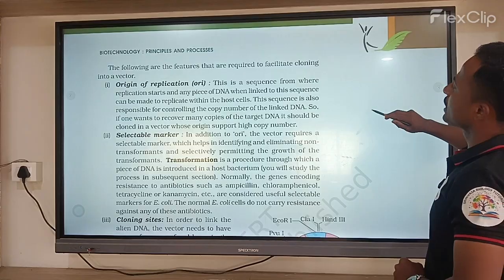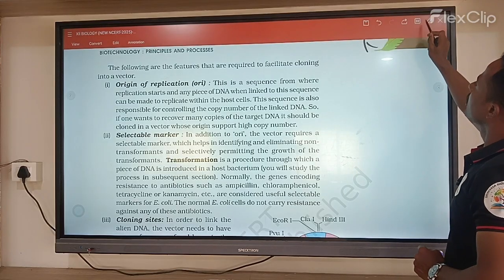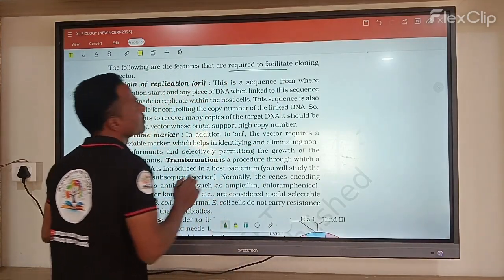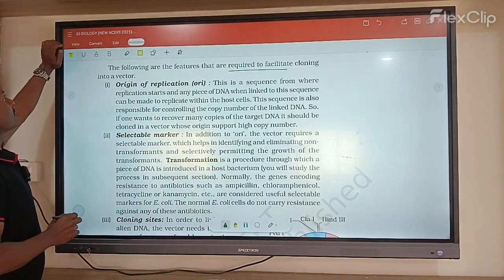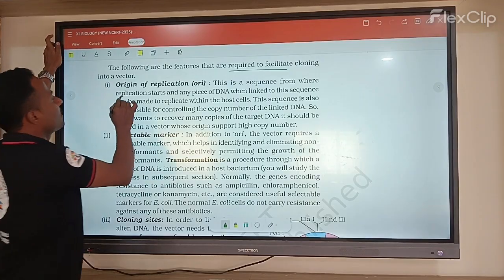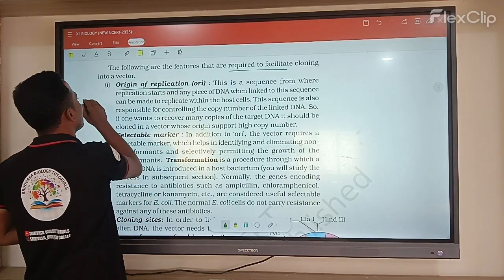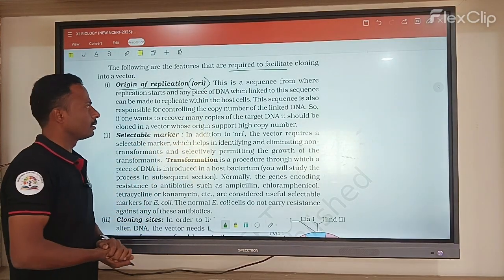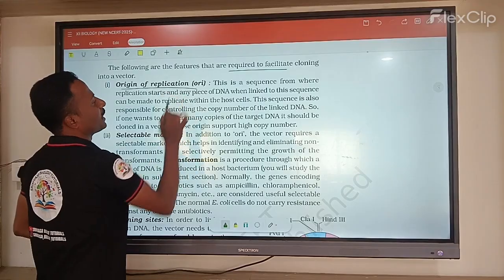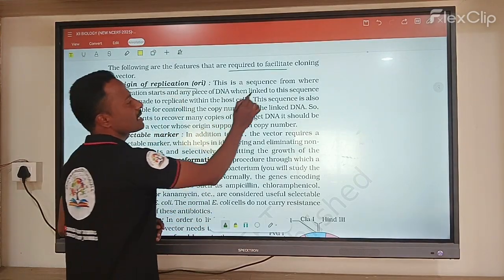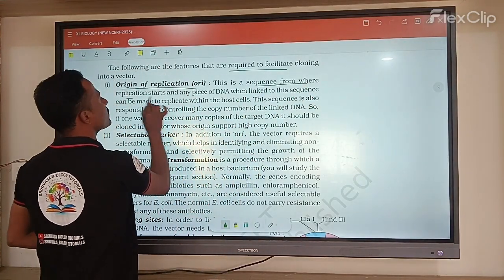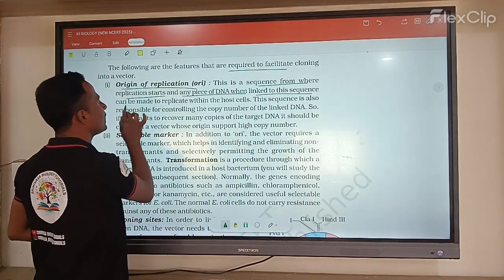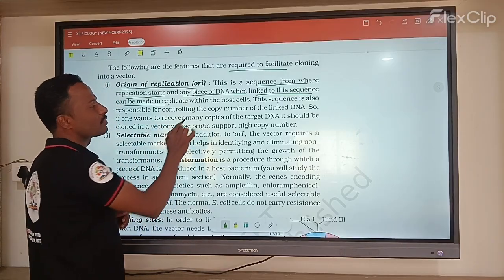Next, the following features are required to facilitate cloning into a vector. Here we require some facilitative cloning vectors. First one is the origin of replication, simply called ORI. This is the sequence from where replication starts, and any piece of DNA linked with this sequence can be made to replicate within a host cell.